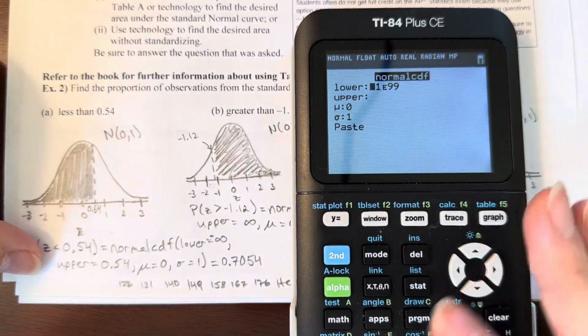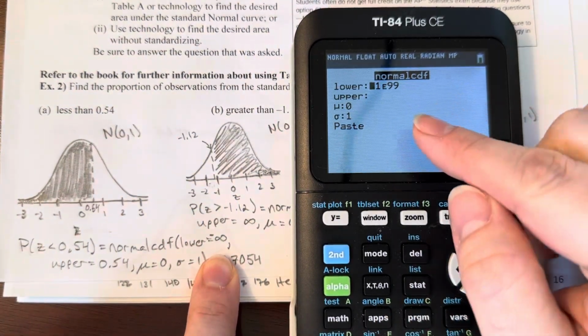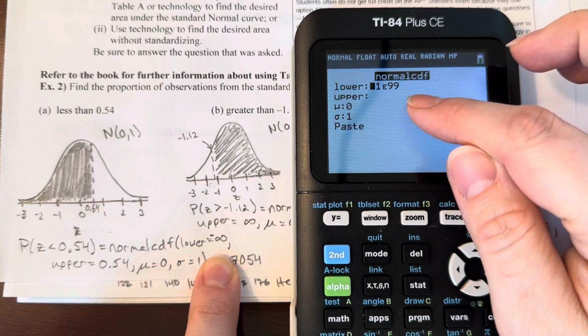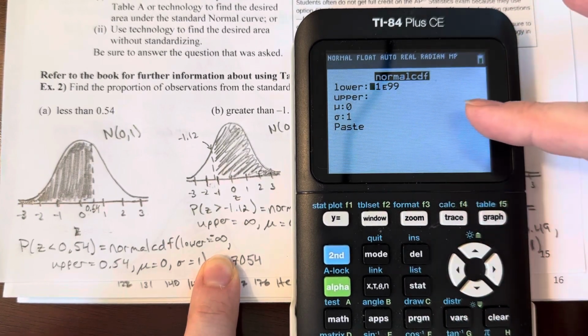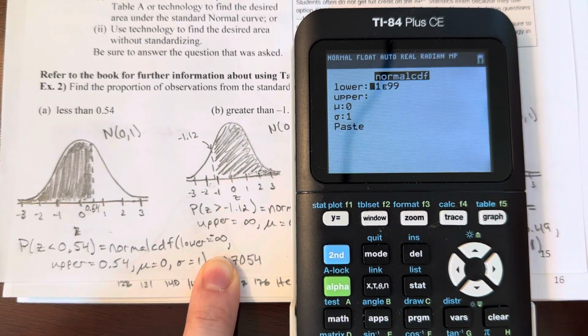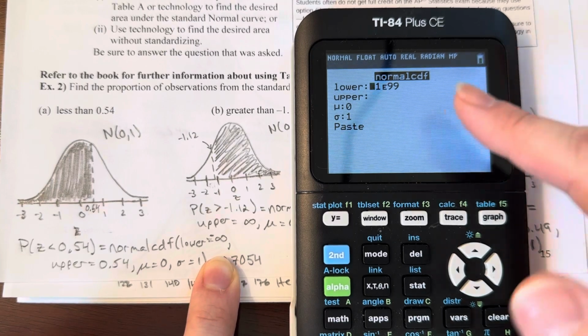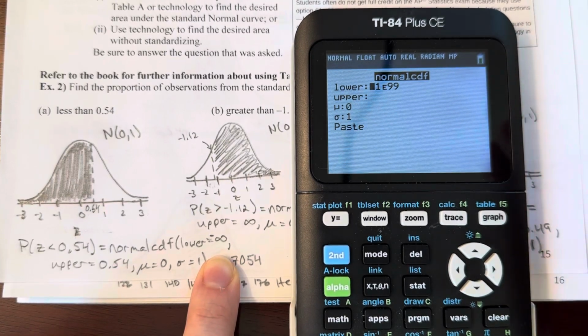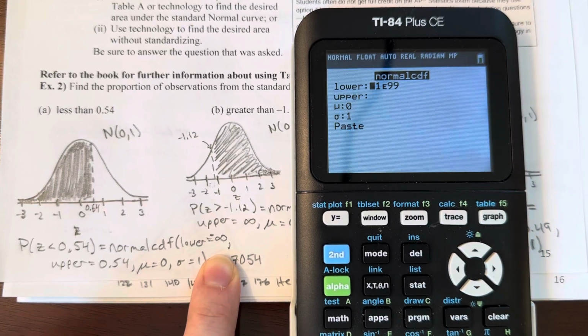Our lower bound is basically negative infinity. Now, on the calculator, it's negative 1 times 10 to the 99th power. That's the largest number the calculator can hold without overflowing. However, you could also just type in a very long negative number. So you could put negative 9999999 if you wanted, or negative 1, 0, 0, 0, 0, 0, 0, 0, 0.